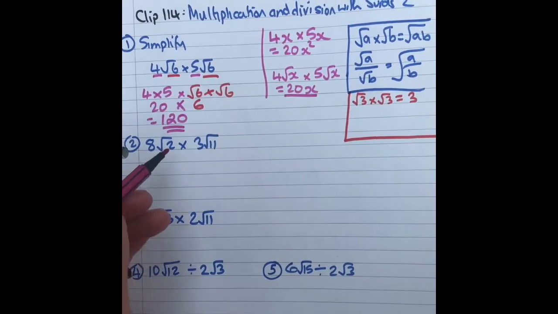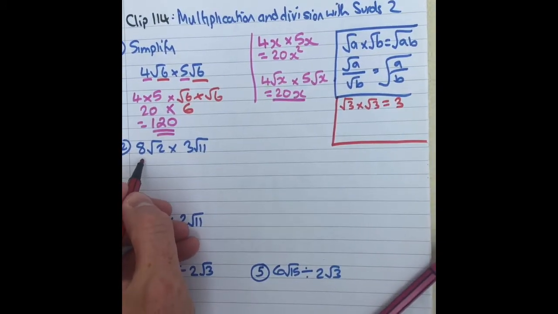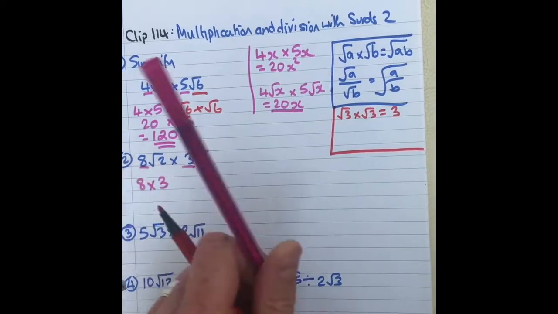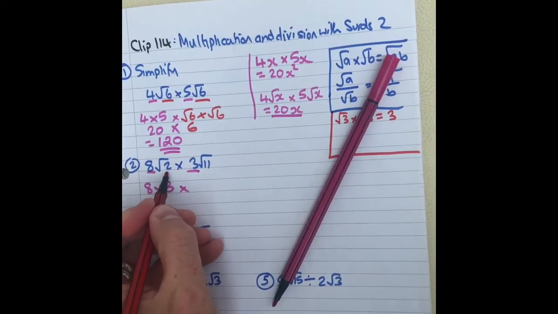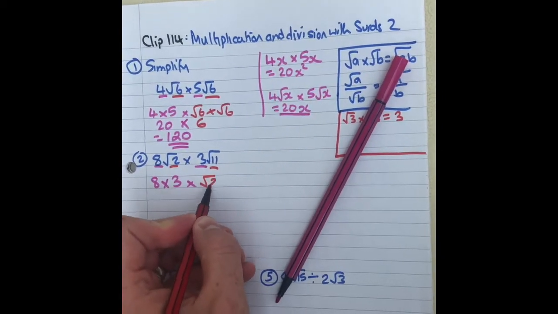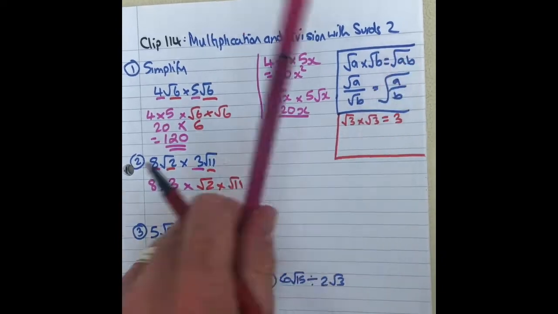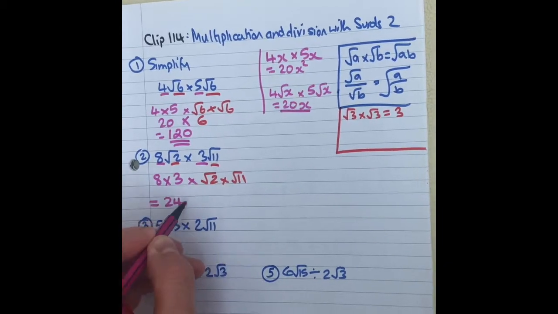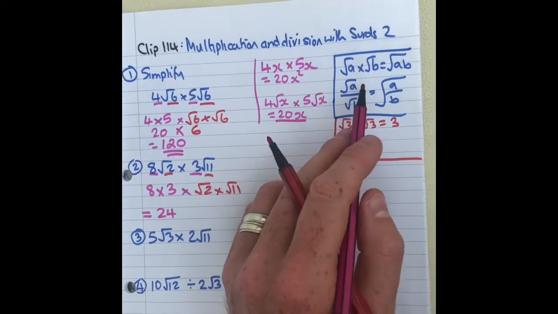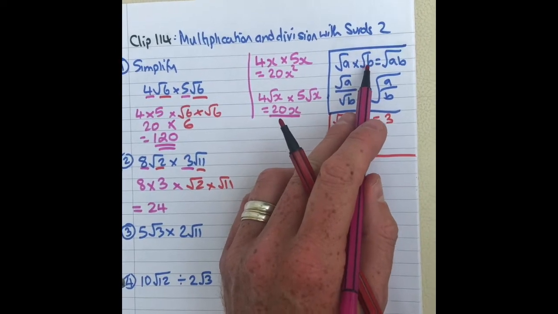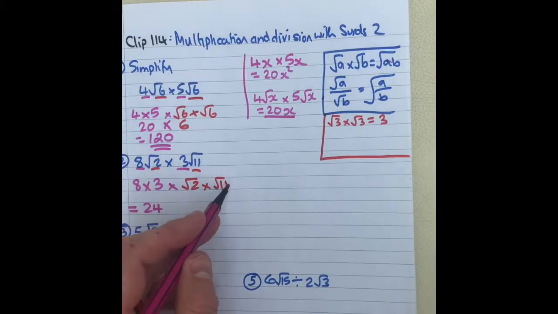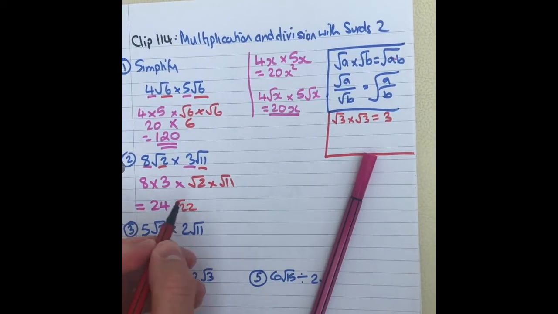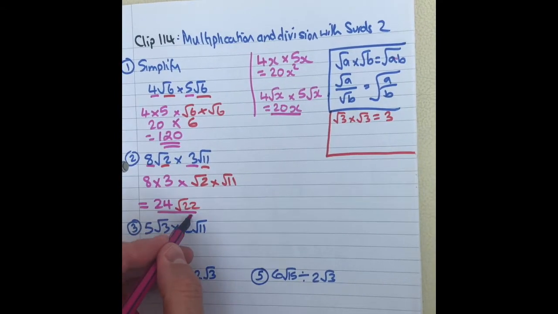Next one. 8 root 2 times 3 root 11. First step, 8 times 3. Second step, root 2 times root 11. So 8 times 3, 24. And then root 2 times root 11. Well, we know from the rules that we've just done in clip 113 that we can just make that go underneath. So 2 times 11 is 22. So this will be root 22. Now, we can't simplify that any further, so that's the final answer.